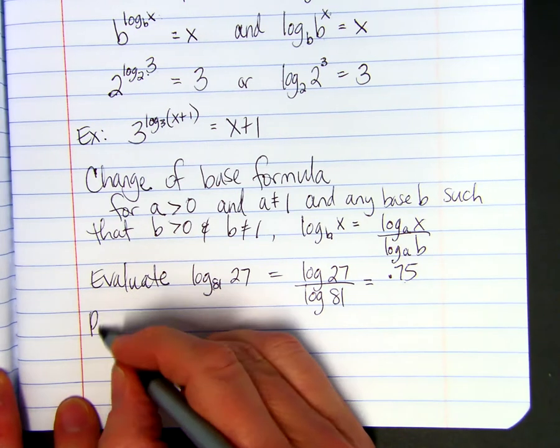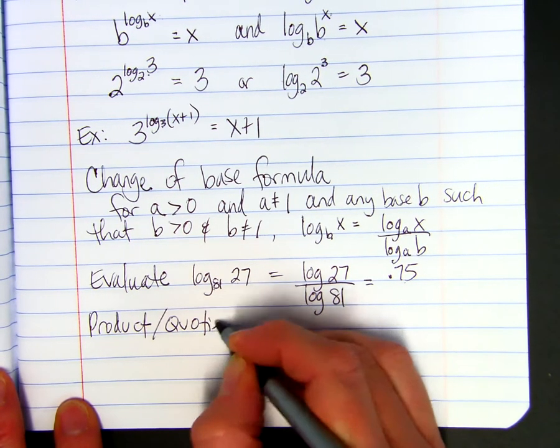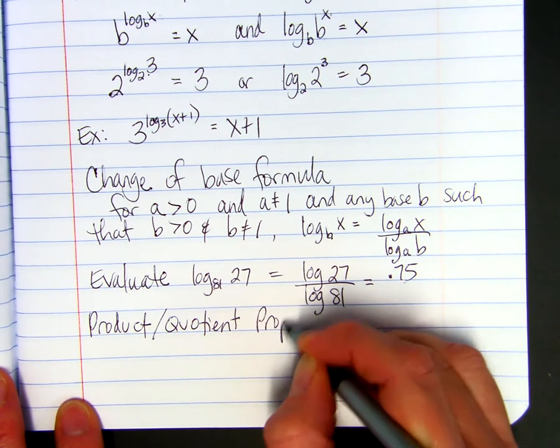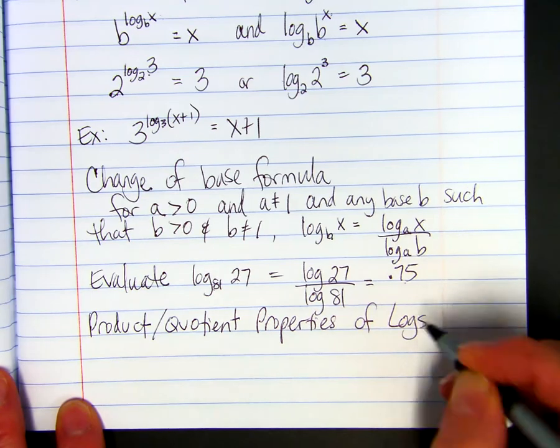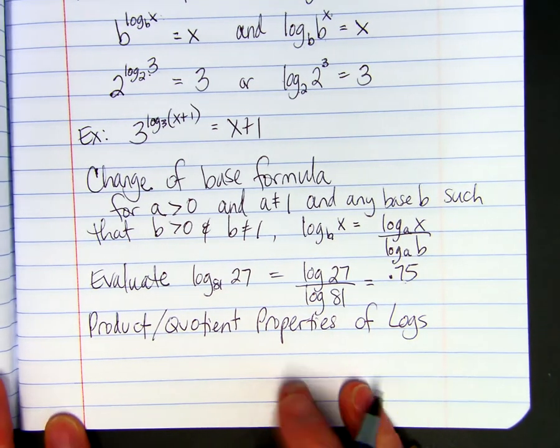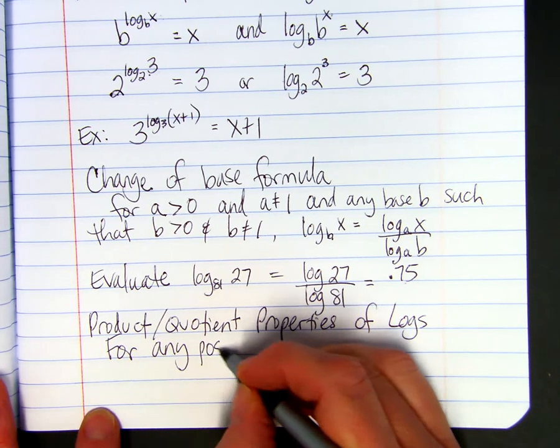Then we have what's called the product and quotient properties of logs. This is going to help Tan with his earlier questions. So for any number, well, it has to be positive.